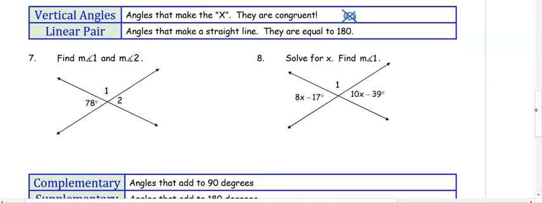So number 1, to find the measure of angle 1 and angle 2, 78 and angle 2 are vertical angles, so they are congruent. Then to get angle 1, we would subtract from 180. To get angle 1 is 102.